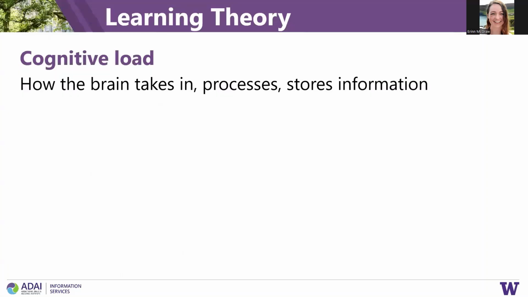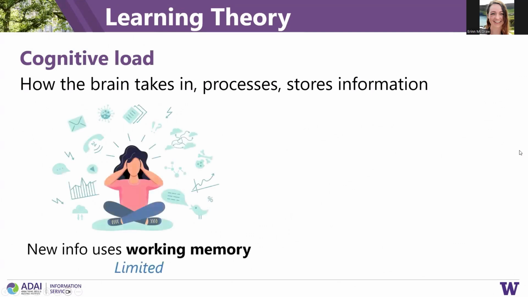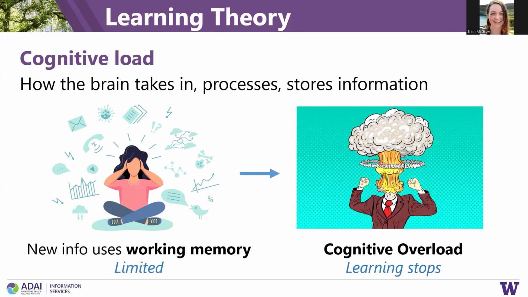So we'll start by going over a little bit of learning theory, specifically cognitive load theory, which is how the brain takes in, processes, and stores information. Learning requires a lot of cognitive processing. Taking in new information uses a part of your memory that's limited. This is called working memory. When you try to input too much information or in an ineffective way, it's really easy to cause something called cognitive overload, and this is where the learning pretty much stops altogether.